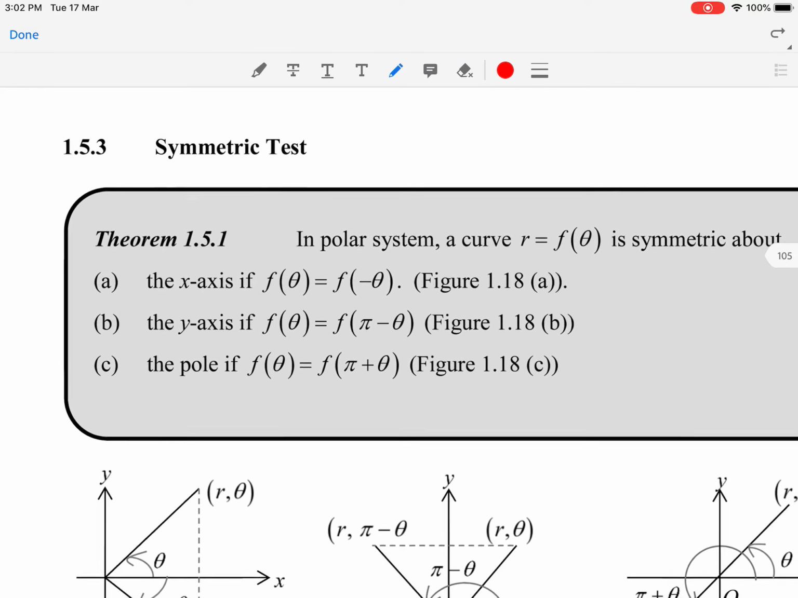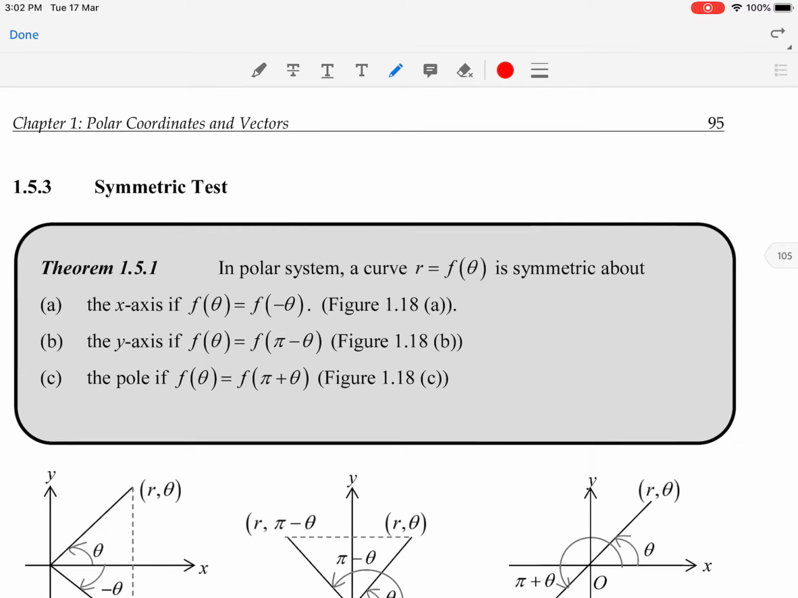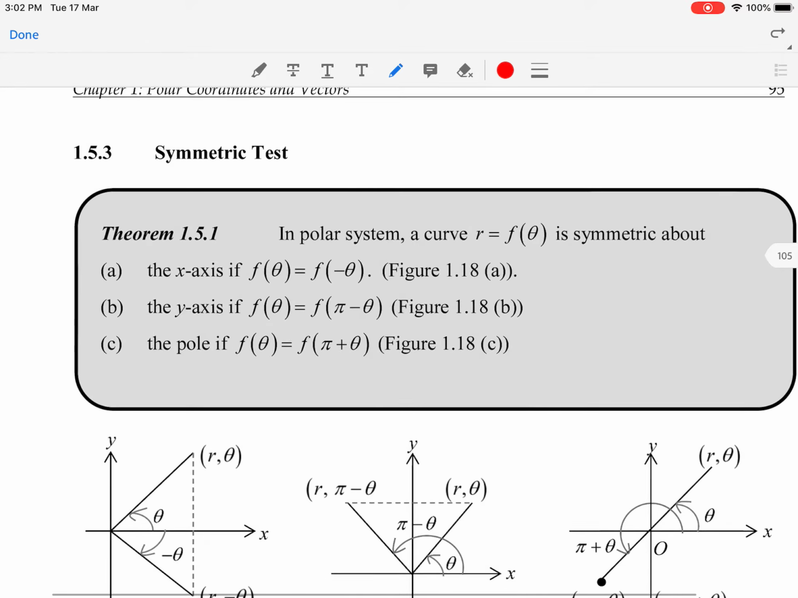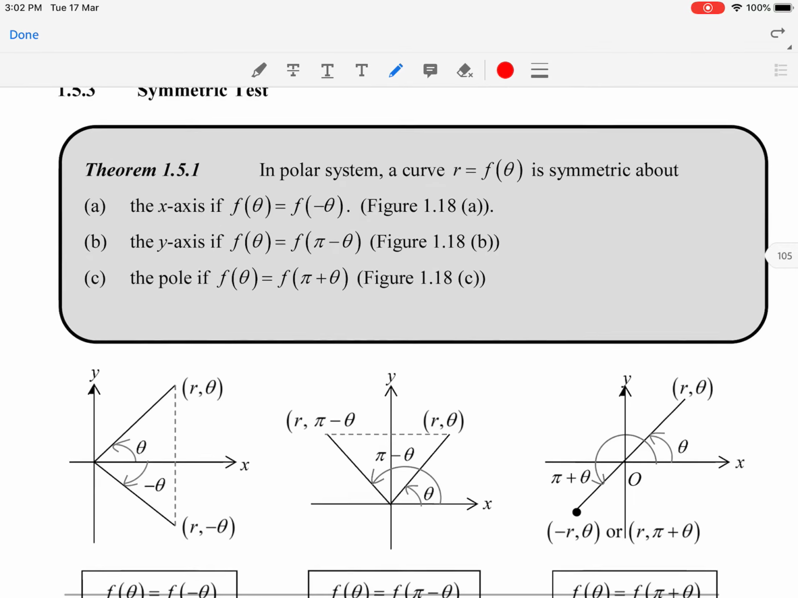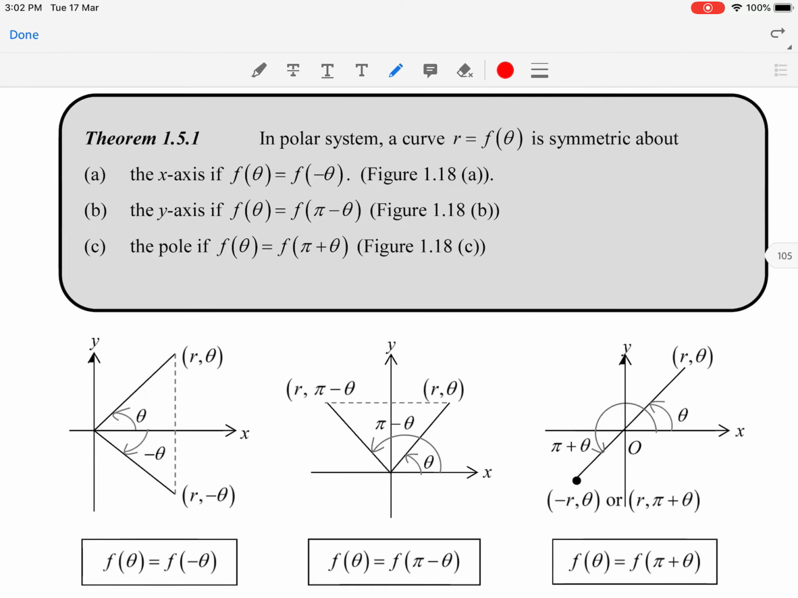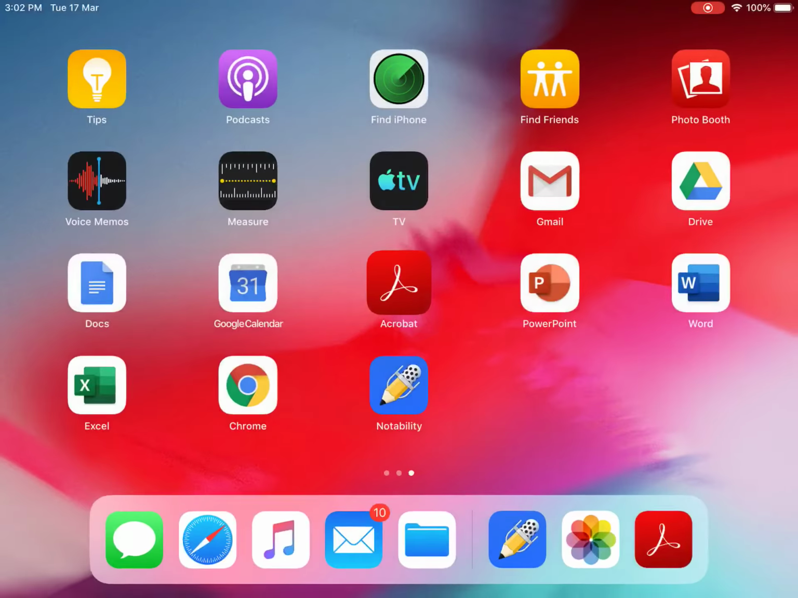So if you refer to your module, you may turn to page 95. Okay, so this is the theorem of symmetric test. And basically we have three types of symmetric tests: whether we can test the curve is symmetric about x-axis, y-axis, and also symmetric about the pole. Okay. So let me explain to you the details.